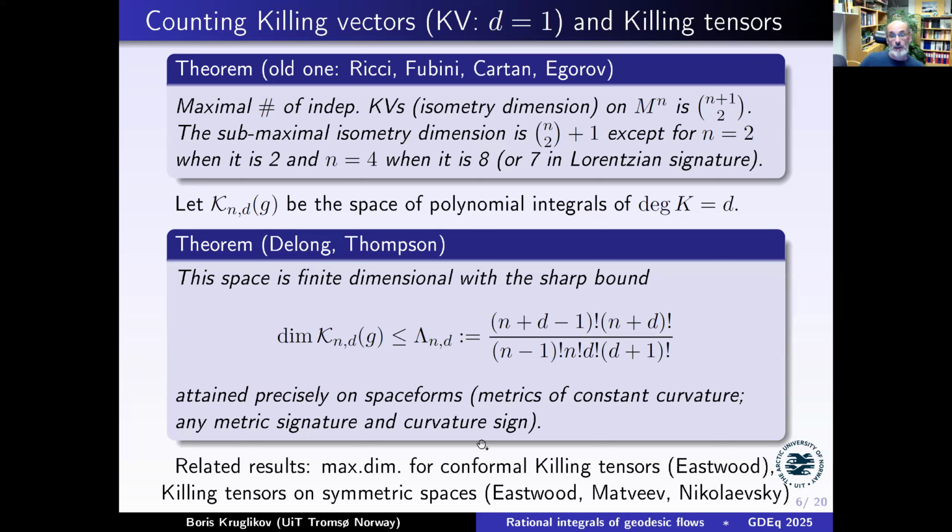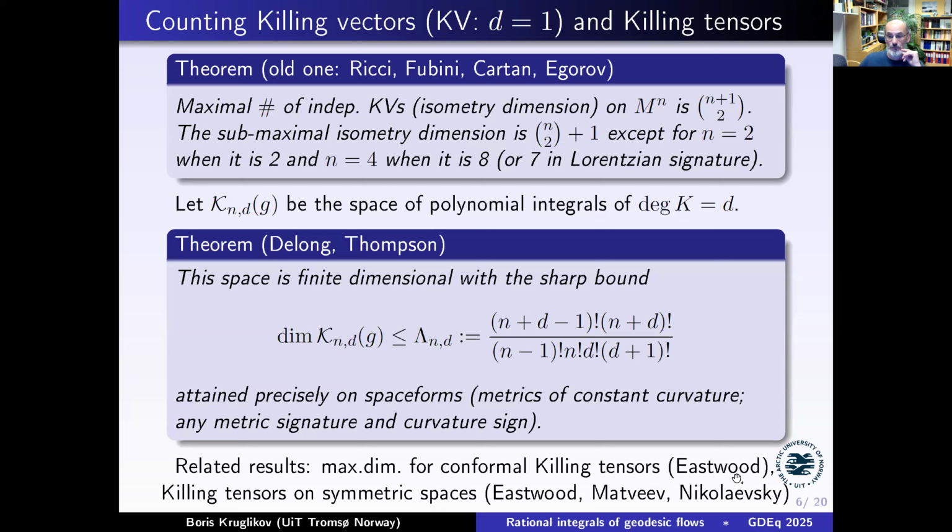So here there are space forms, and that is maximal. But also people were recently interested in Killing tensors of symmetric spaces, like complex projective, quaternionic projective, and so forth. So there are recent works by Eastwood, Matveev, and Nikolaevsky. Also, for some of those things, for example, for conformal Killing vectors, we also know the submaximal symmetry.